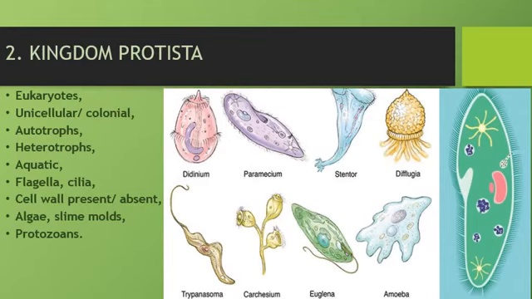Protists live in fresh water or damp places or marshes. They move or locomote with the help of hair-like filaments called cilia or flagella. Algae, slime molds, and protozoans like amoeba and plasmodium belong to this kingdom.